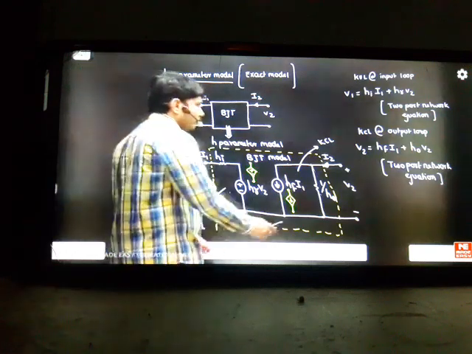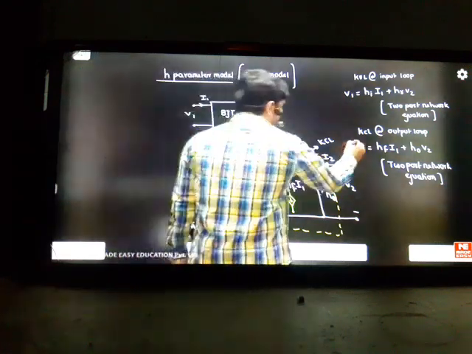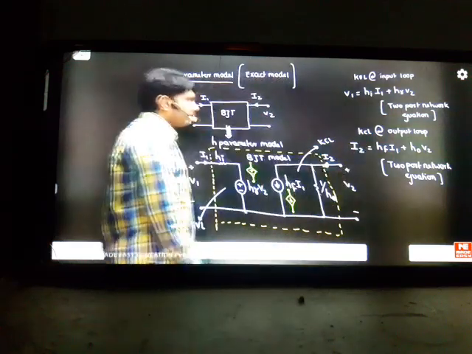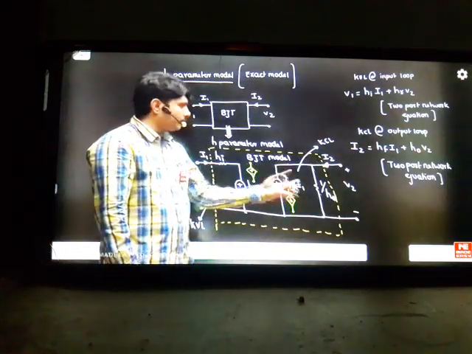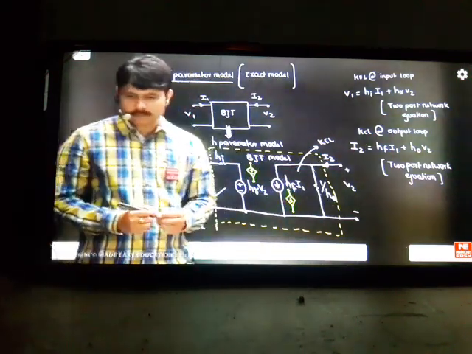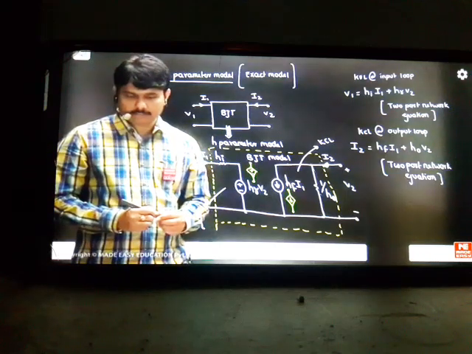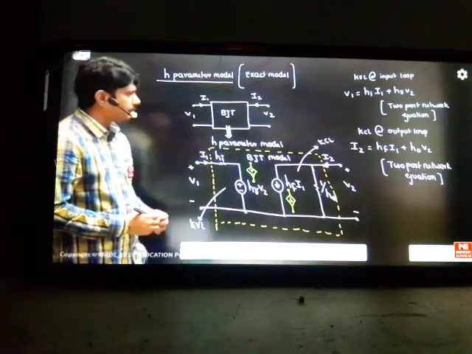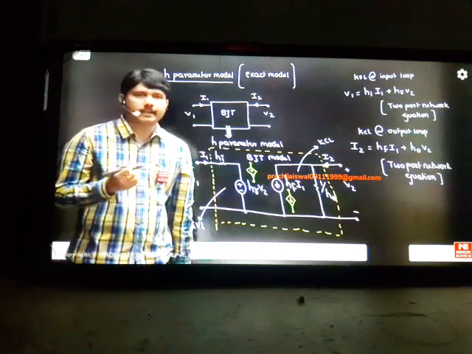Yeah, sorry, there is a small mistake. Some students have observed this is not actually V2 here. This is I2. By mistake I have written it. This I2 is equal to HF into I1 plus H0 into V2. Just correct it. I2 is equal to HF into I1 plus H0 into V2.